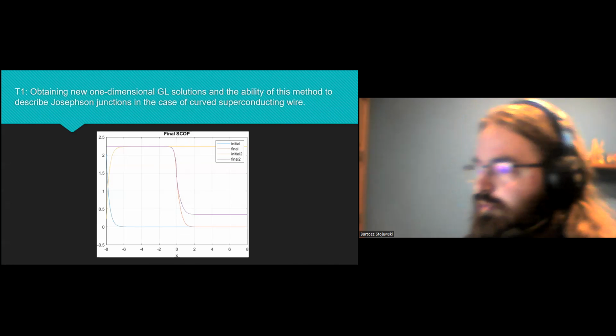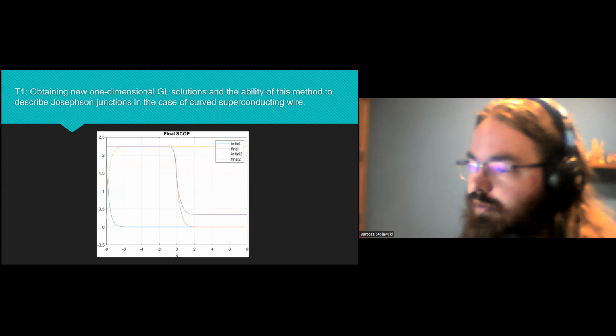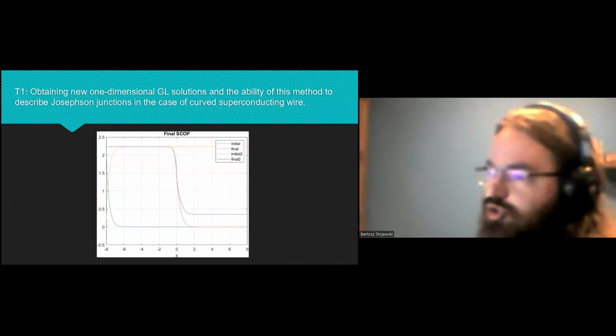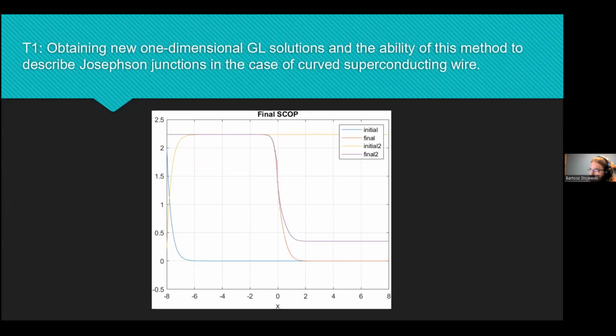Next, I'd like to present what was achieved in this work. First obtained thing is a new one-dimensional Ginzburg-Landau solutions and the ability of this method to describe Josephson junctions in the case of a curved superconducting wire in the quasi-one-dimensional approach.